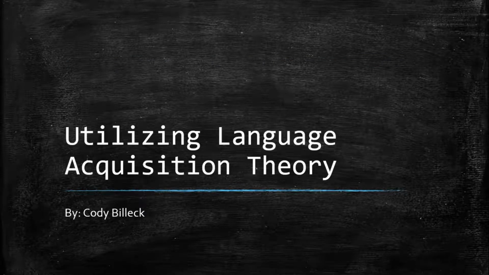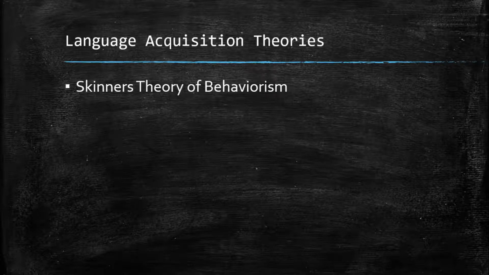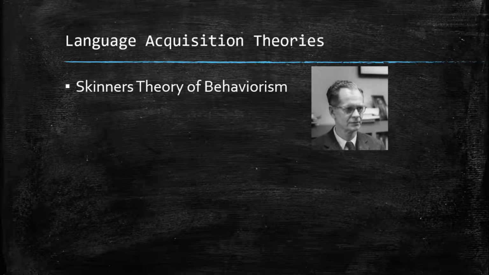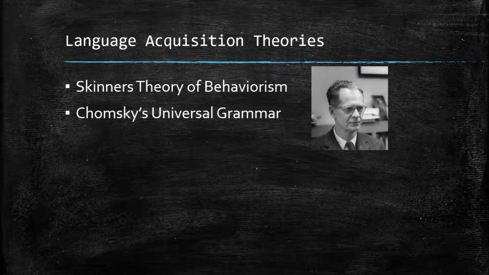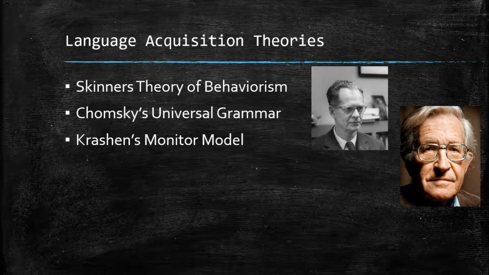Utilizing language acquisition theory. So the three language acquisition theories we're going to talk about today are Skinner's theory of behaviorism, Chomsky's universal grammar, and Krashen's monitor model.